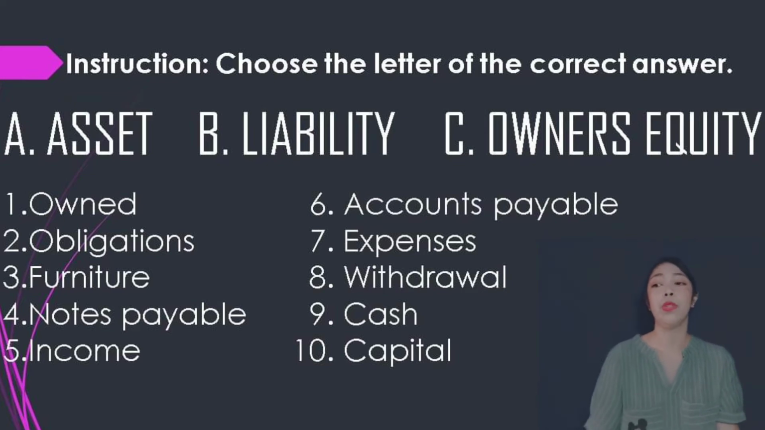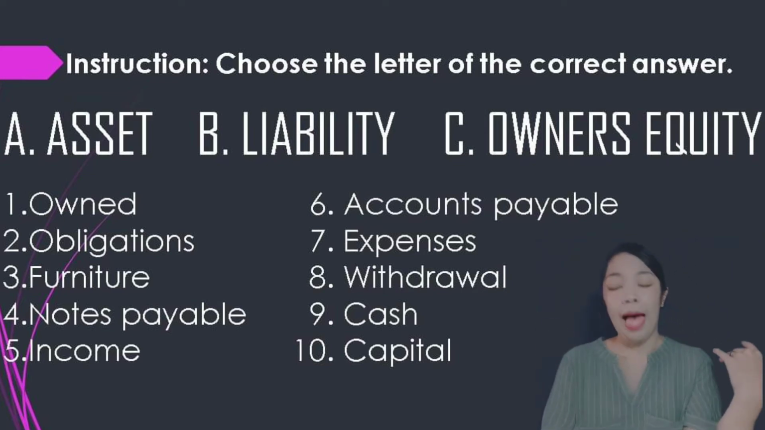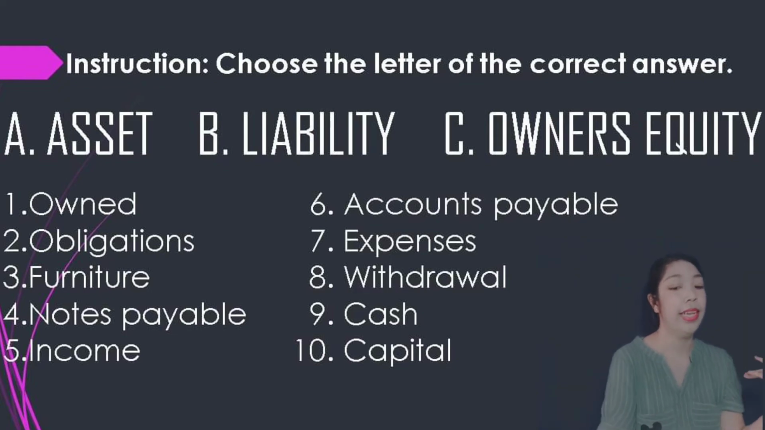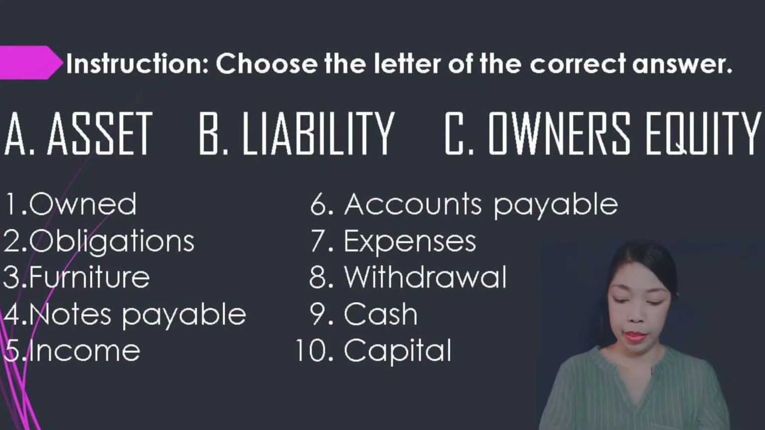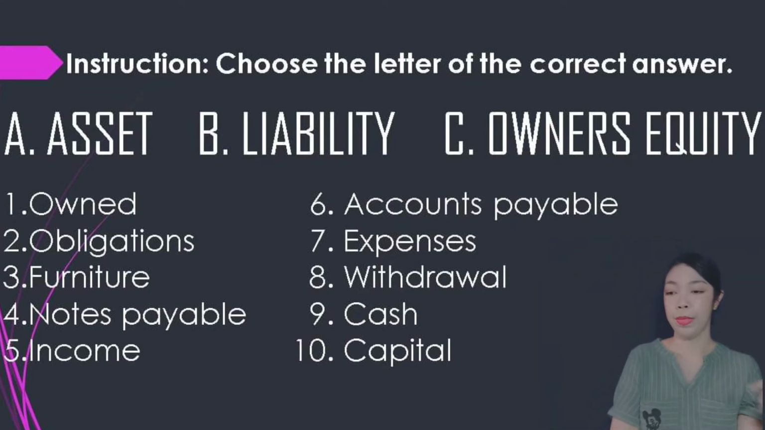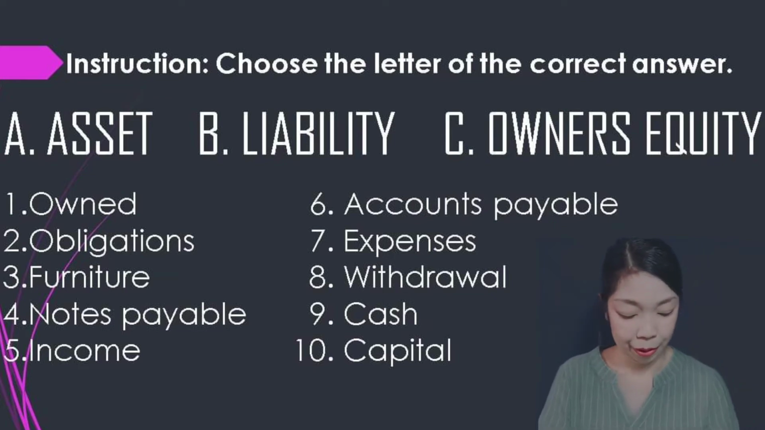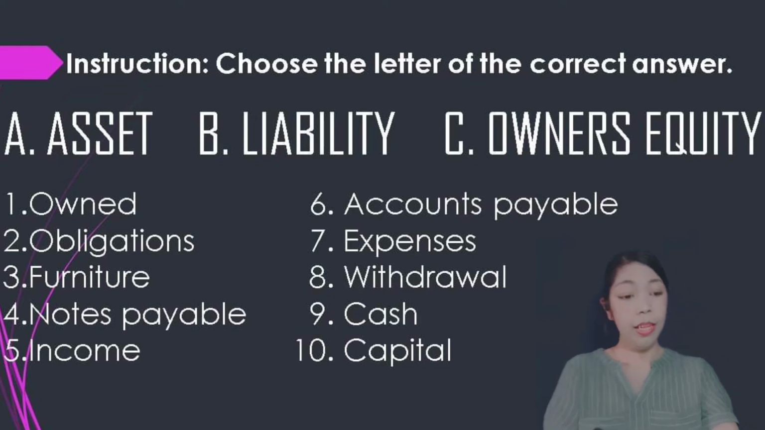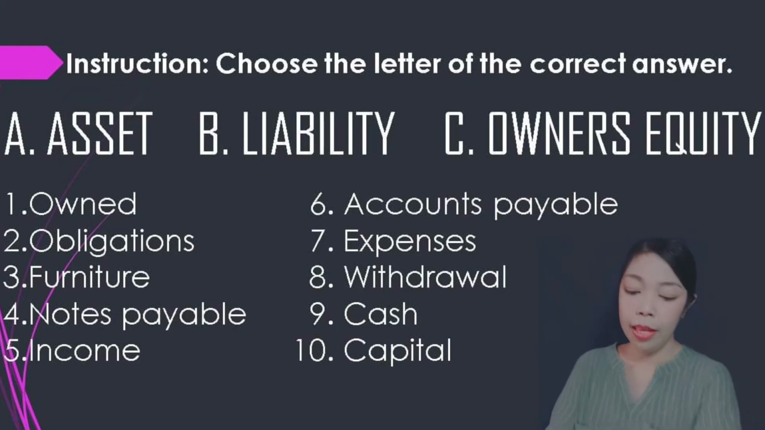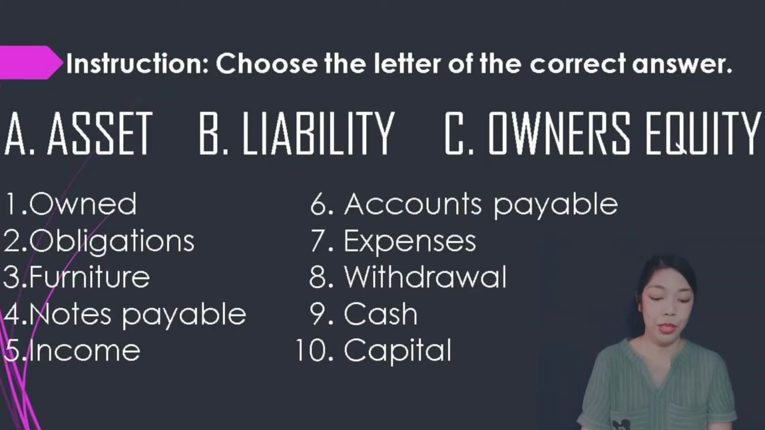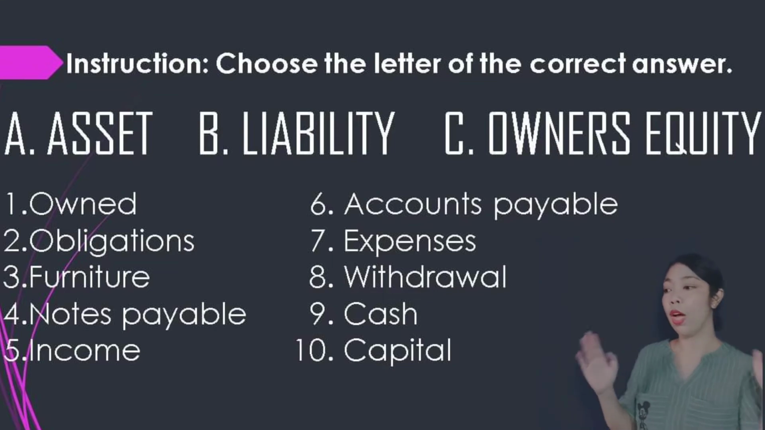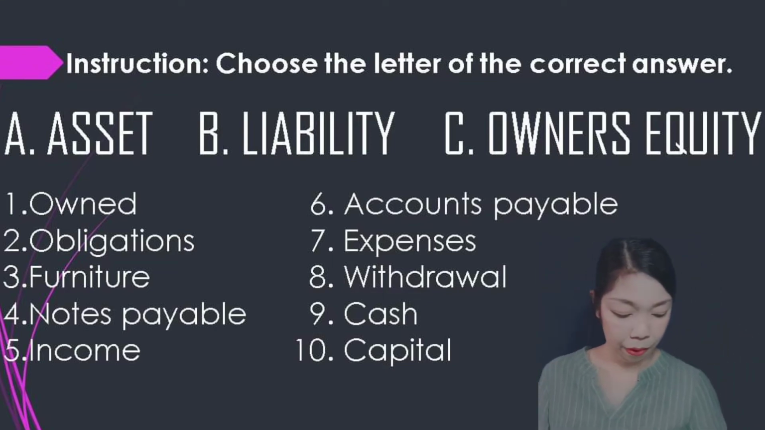Okay, number 1, owned. Yumi. Asset, very good. Number 2, obligations. Elsid. Liability, very good. Number 3, furniture. Amaya. Asset, very good. Number 4, notes payable. Mika, liability, very good. Number 5 is income. Jo, owner's equity, very good. Number 6 is accounts payable. Who wants to answer? Leo, liability, very good.